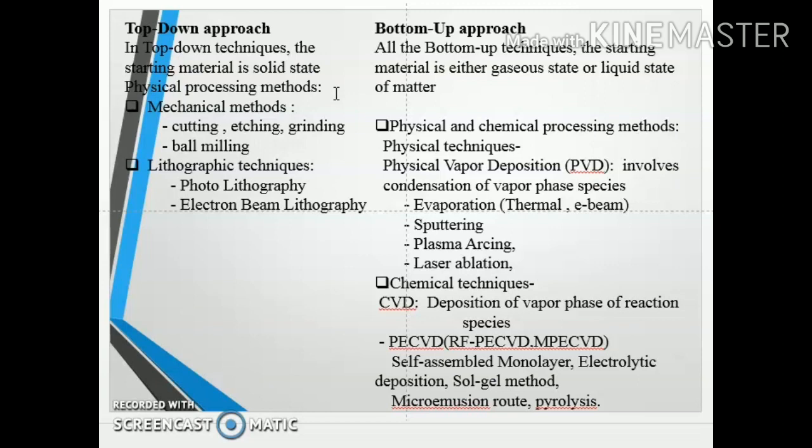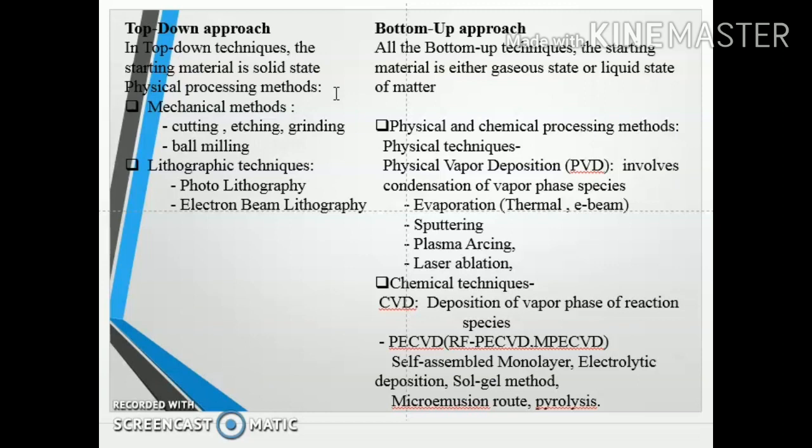Next is sputtering, and next one is plasma arcing and laser ablation. These are the physical techniques. Whereas on the other hand, we have some chemical techniques. In chemical techniques, chemical vapor deposition is one of the techniques in which deposition of vapor phase of reaction species can be done onto the surface of a substrate.